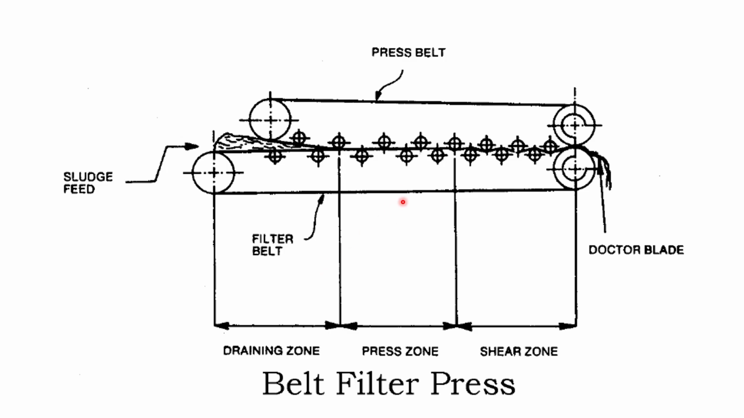The press zone is you now have those two belts, upper and lower belt, squeezing as much as possible to get that centrate away from the solids. And then you have the shear zone here, which is basically just pressing the heck out of your sludge cake and then discharging it at the tail end of the belt press. Okay.